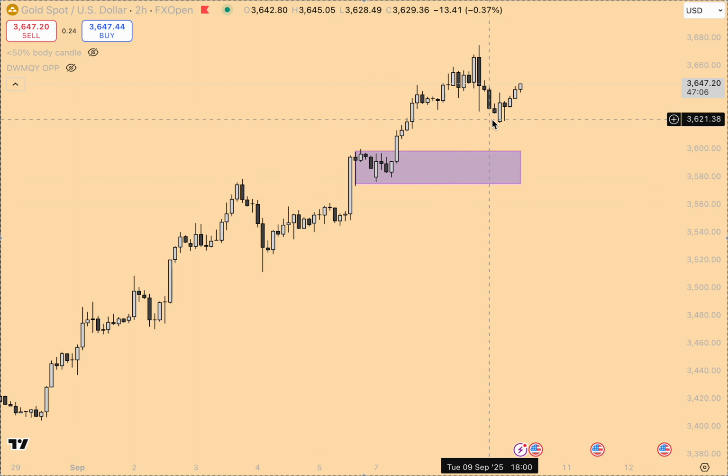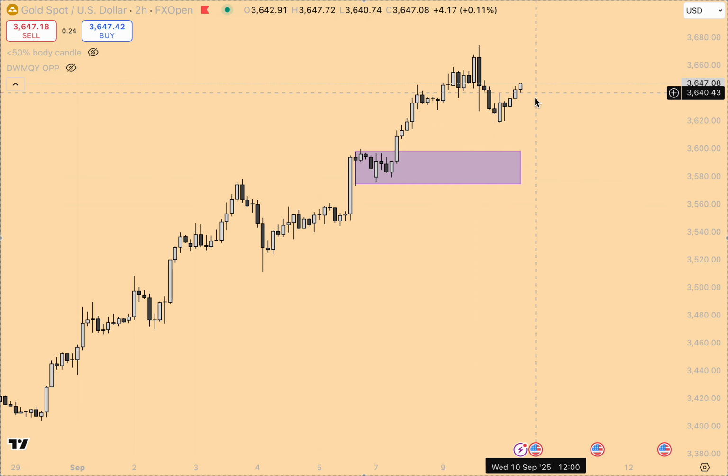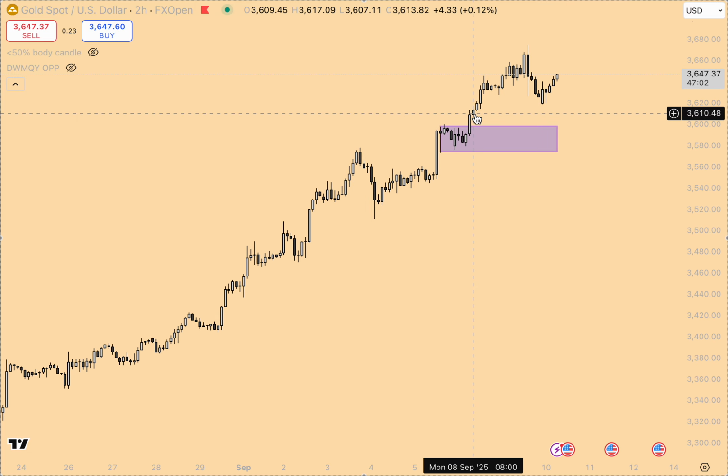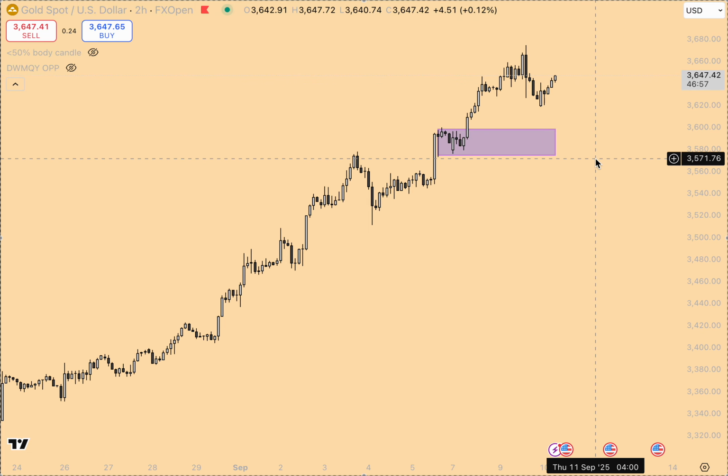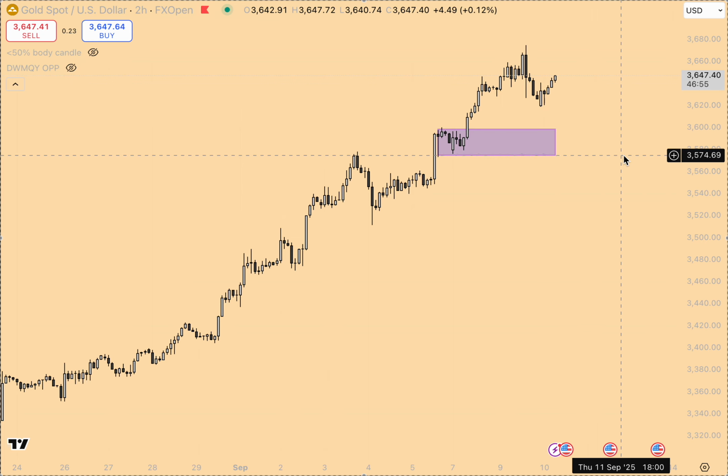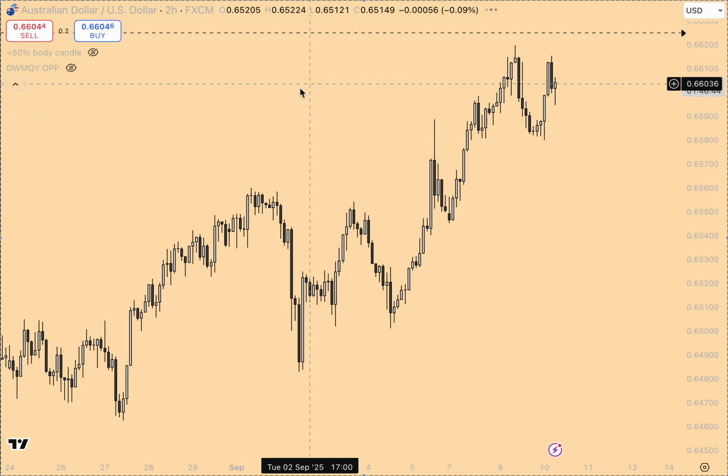So now we took out this low, and now it's just all about pushing up and up. For me, I would just be waiting for maybe perhaps a deeper retracement, maybe into this 3,500 level before this break of structure, and then maybe the 3,577 level, and then perhaps I could look for some positions from there. Aussie dollar.